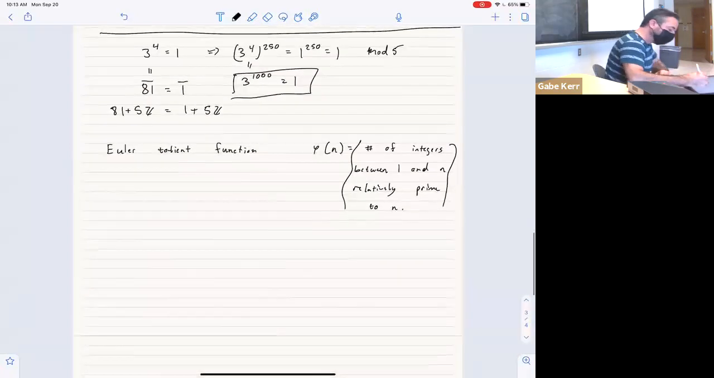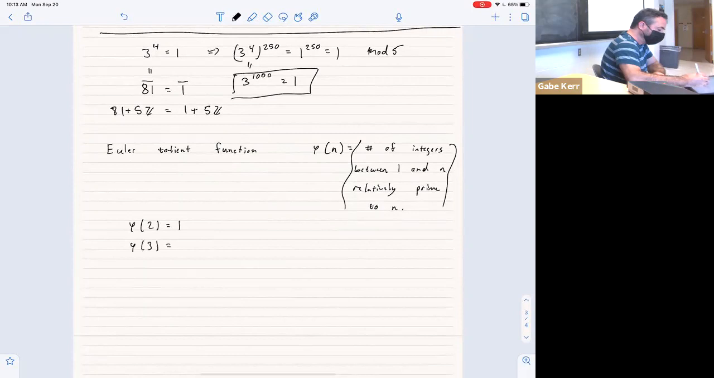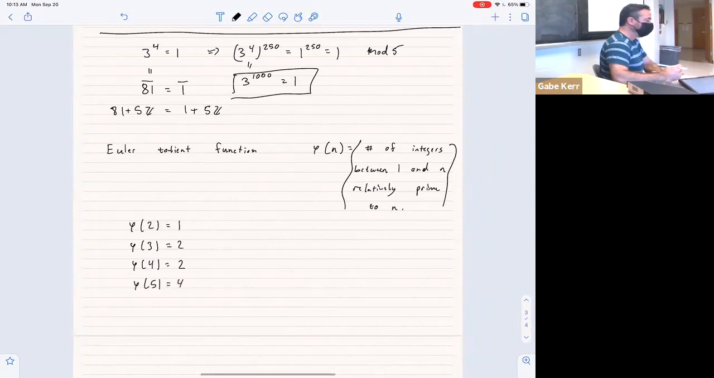So for example, phi of 2 is just 1, because 1's the only thing relatively prime. Phi of 3 equals 2. Phi of 4 also equals 2; 1 and 3 are relatively prime. Phi of 5 will equal 4. So could you just define prime numbers as any number for which phi of n equals n minus 1? Yep, you can do that. Weird definition. It's possible.